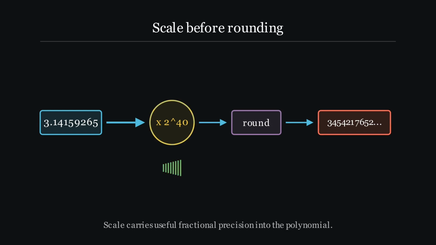The scale does not make the representation exact, and it is not merely a display unit. It is metadata that explains how the stored magnitude should later be interpreted. Choosing it too small loses precision early. Choosing it too large consumes modulus capacity too quickly.